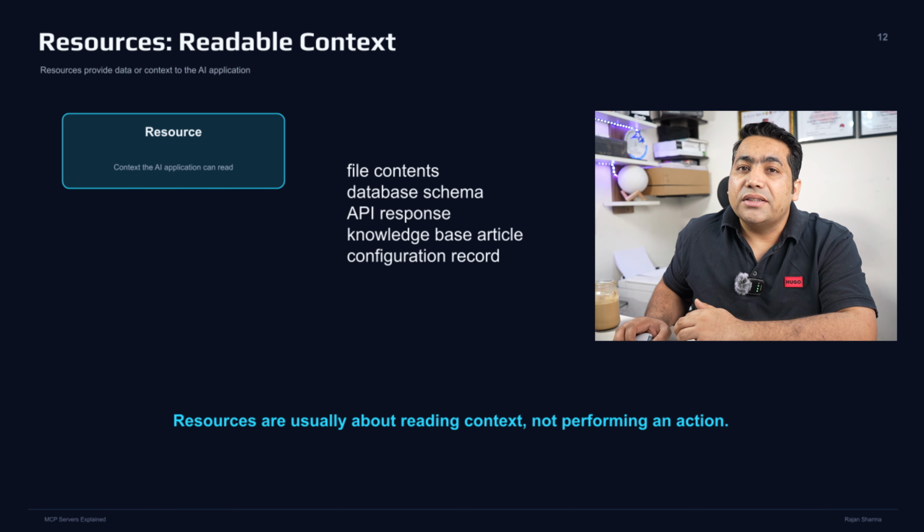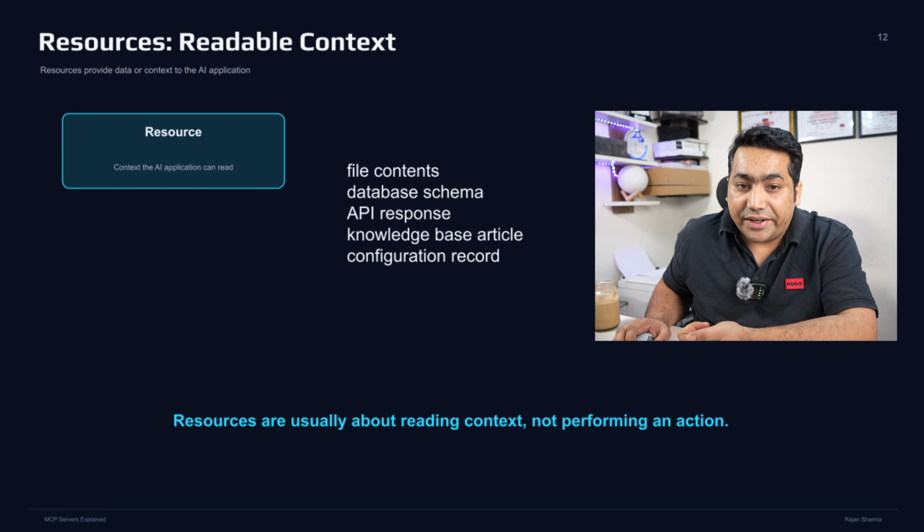Resources are different from tools. A resource is usually something the AI application can read. It may be a file, a document, a database schema, an API response, a knowledge base article, or a configuration record. Resources are about context. They help the AI application understand the environment before answering or taking an action. So the simple definition is: resources provide readable context to the AI application.